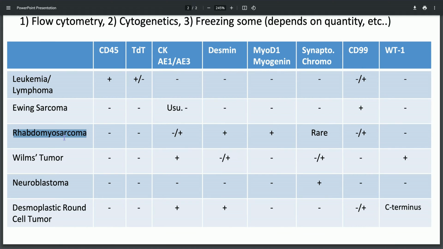Rhabdomyosarcoma, remember this is immature skeletal muscle, so you can do a MyoD1 and myogenin. Wilms tumor, this is arising from the WT1 gene, so you can do a WT1. Neuroblastoma, you can do a synaptophysin and chromogranin. And desmoplastic round cell tumor is also defined by translocation of EWSR1 and WT1, so you can do a WT1, but you'll have to do it with the C terminus.